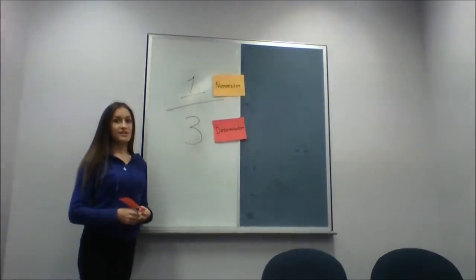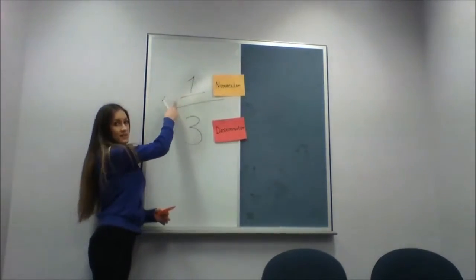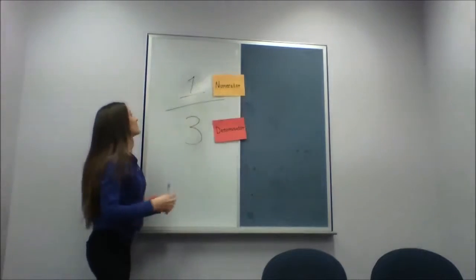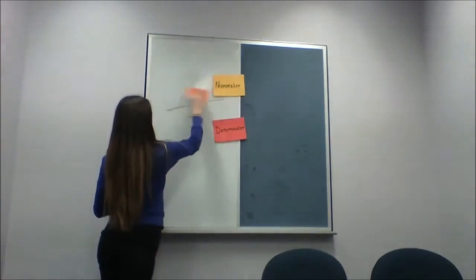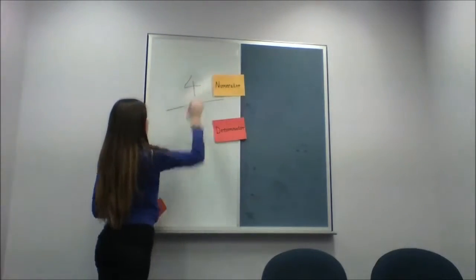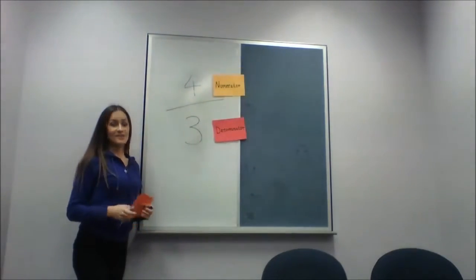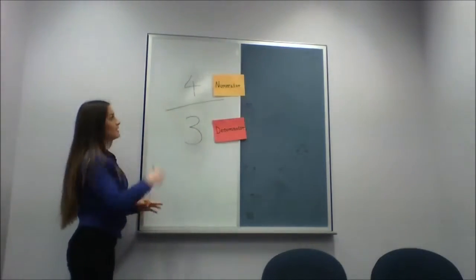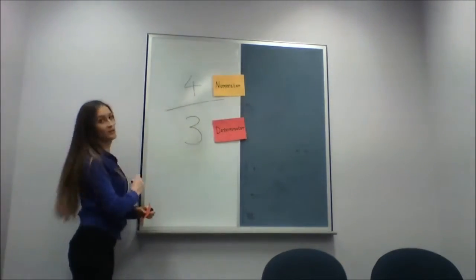An improper fraction is when the numerator, which is the number on the top, is greater than the denominator and looks like this. A mixed fraction is when there is a whole number and a fraction. So it might look like this.